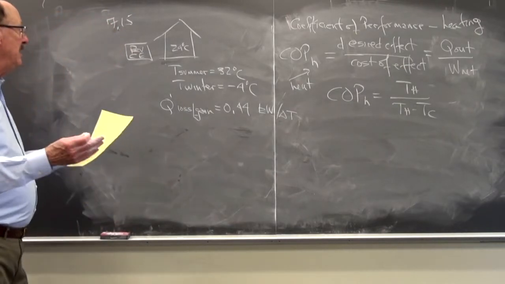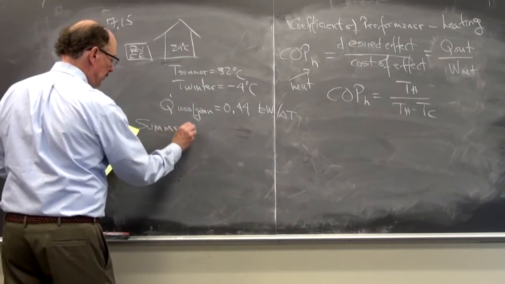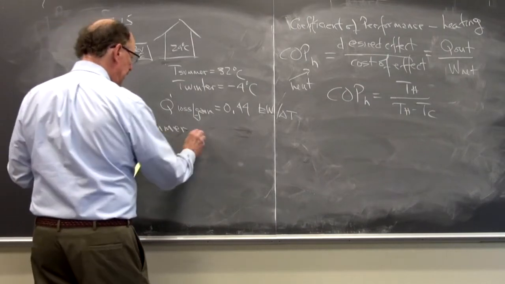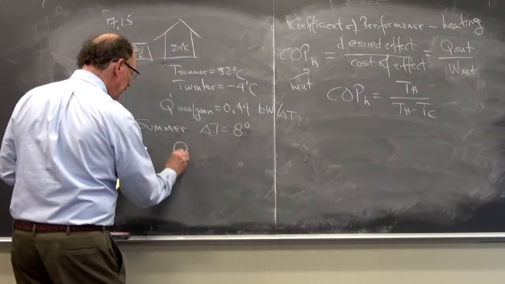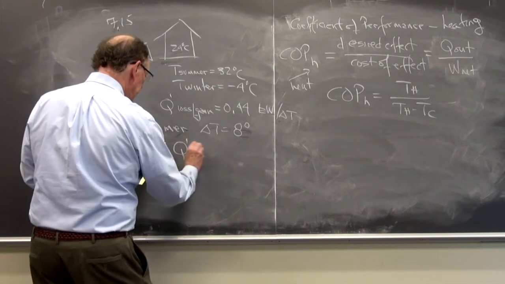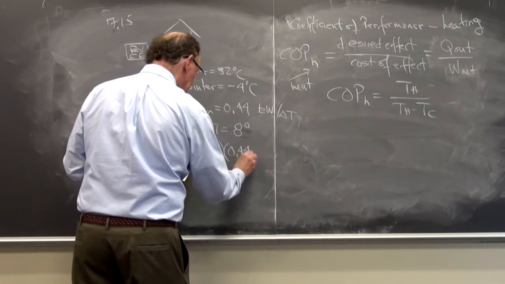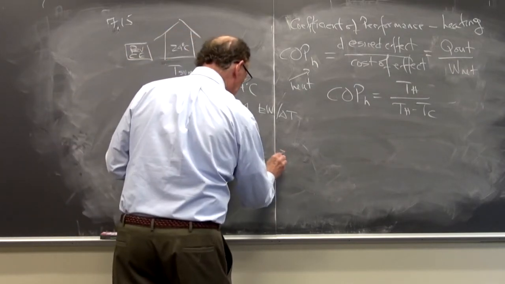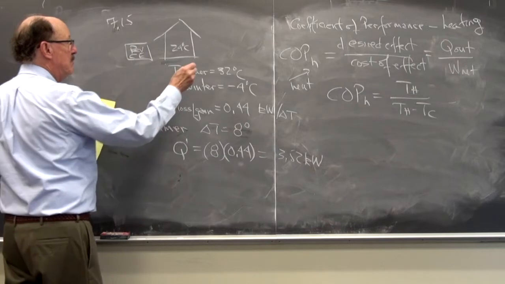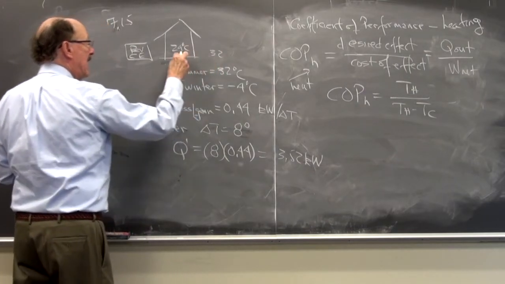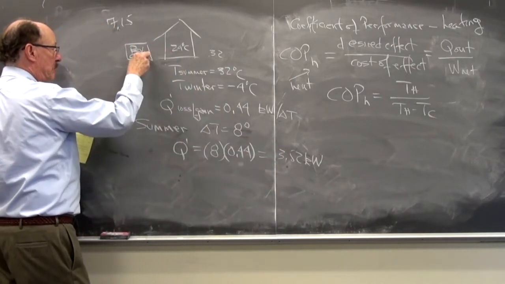Let's analyze this. And in the summer, heat's going in. Summer, delta T is equal to 8 degrees. And so Q dot is equal to 8 times 0.44, which is equal to 3.52 kilowatts. So in the summertime, if I have 32 degrees here, then I have to be removing 3.5 kilowatts to the reverse Carnot engine.